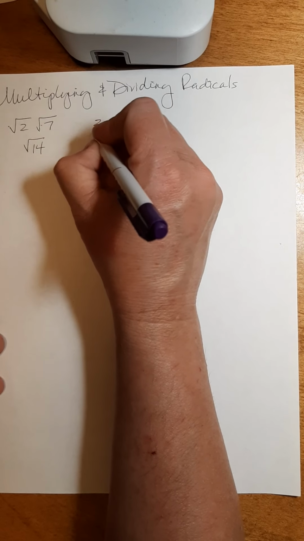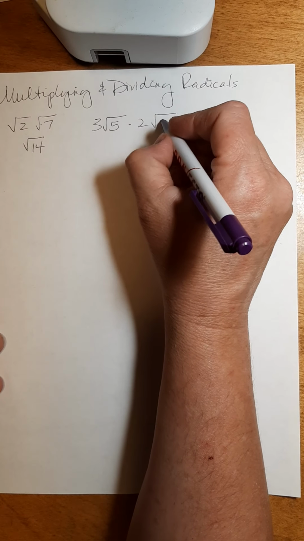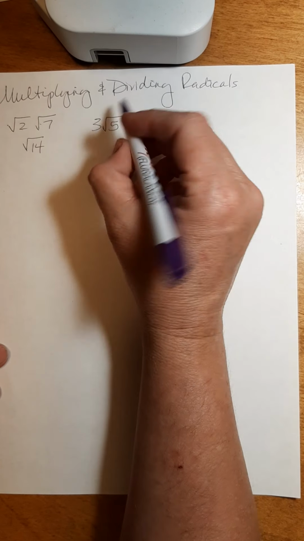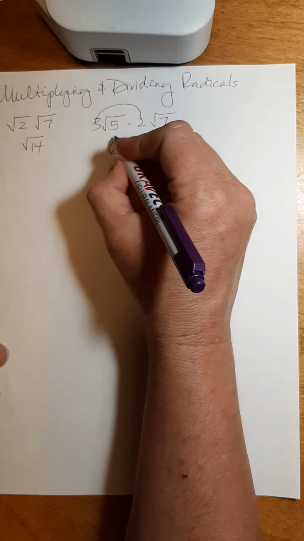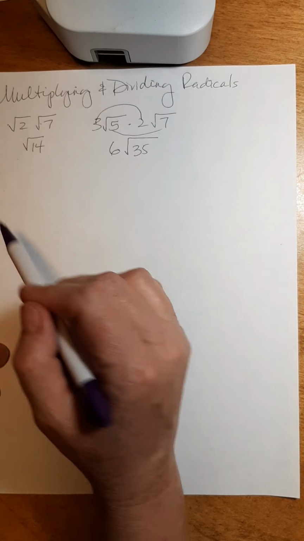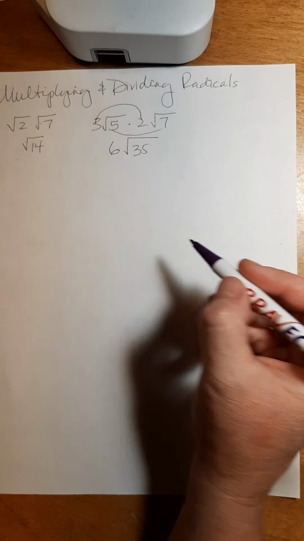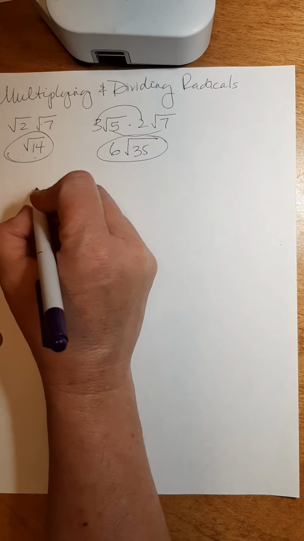If you had something like 3 square root of 5 times 2 square root of 7, if it's on the outside, you can multiply it: 6. On the inside, 35. 35 or 14 doesn't reduce in any way. So you're done. You can even distribute.